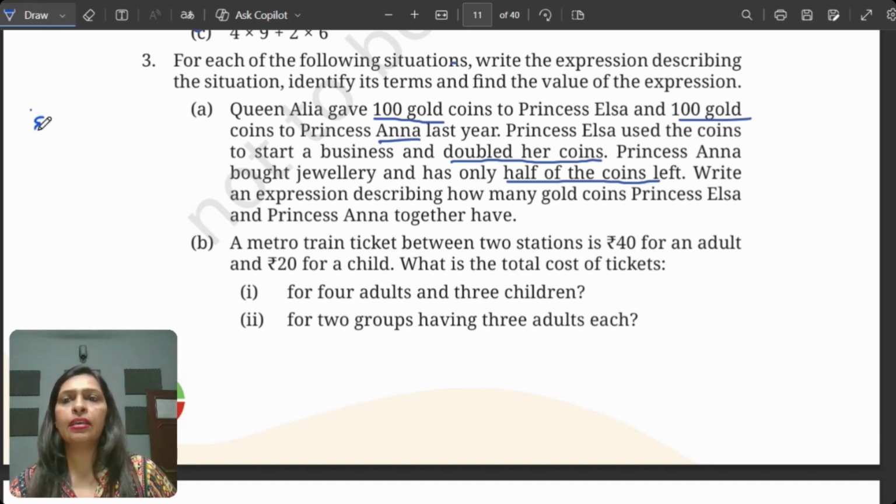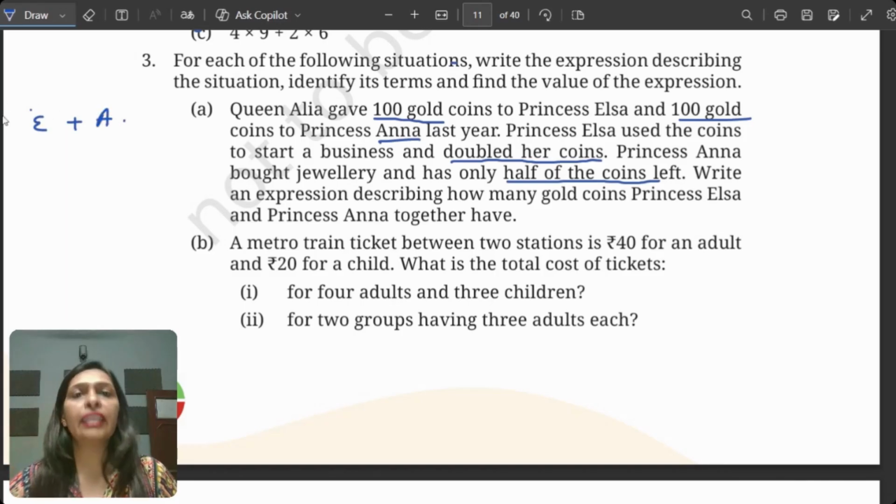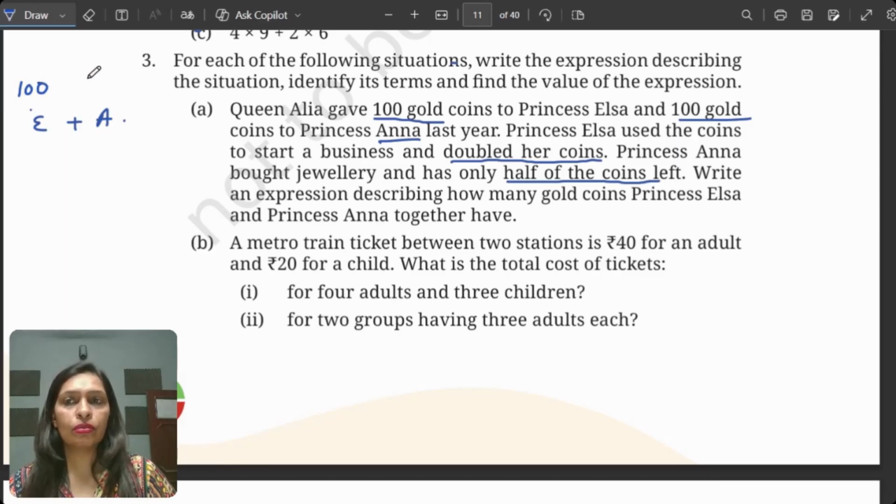One is Elsa and then Anna. Anna is there. And in the beginning, what was there? Both have received 100 coins. Okay, both have got 100.